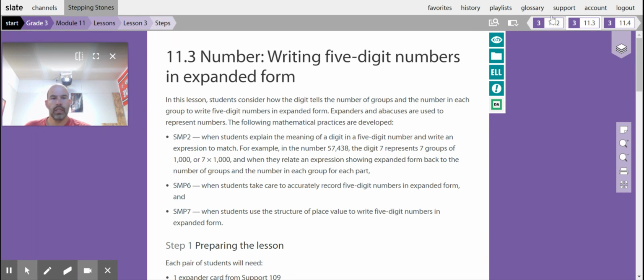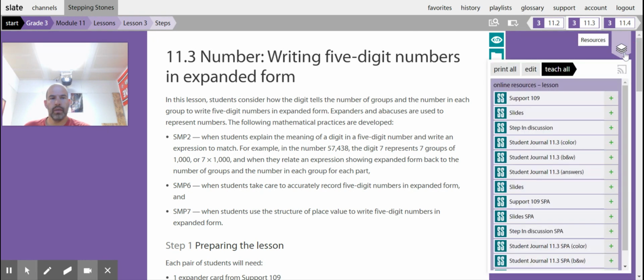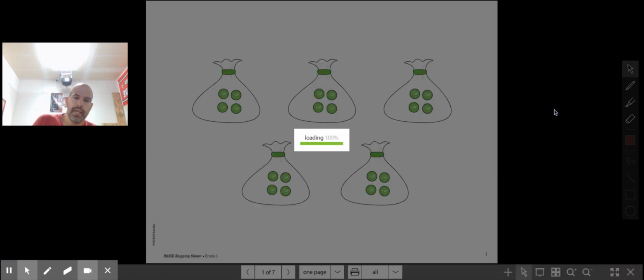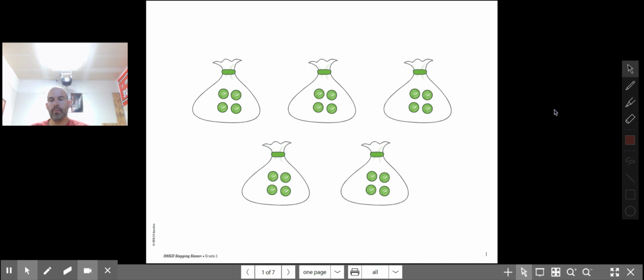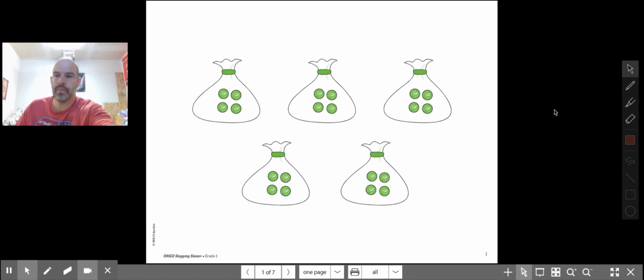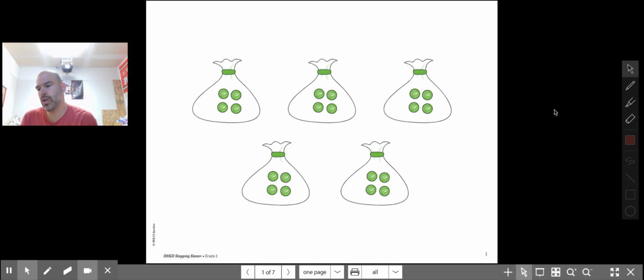All right. Now, to get us started, we're going to start with our slides as we usually do. Our first slide here shows us some bags of marbles. Now, I have a couple questions for you to help us out with the lesson. The first question I'd like to pose is, what multiplication equation can be written to describe the total number of marbles? If you recall, we've done a lot of problems like this in the past.